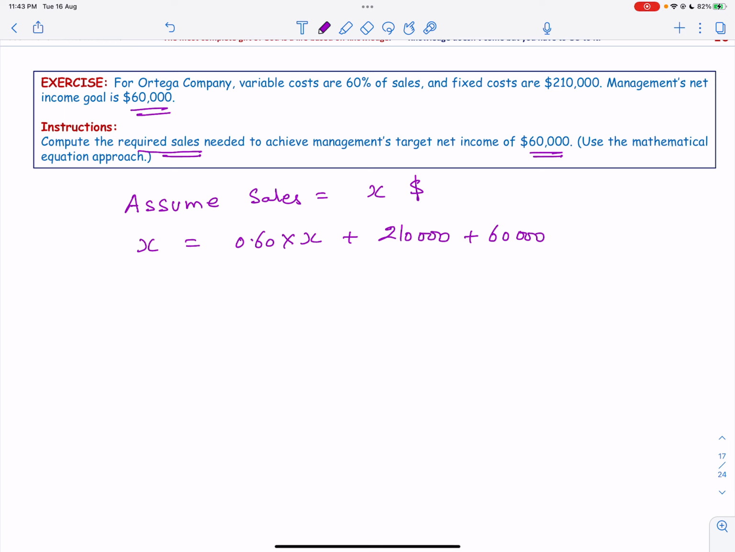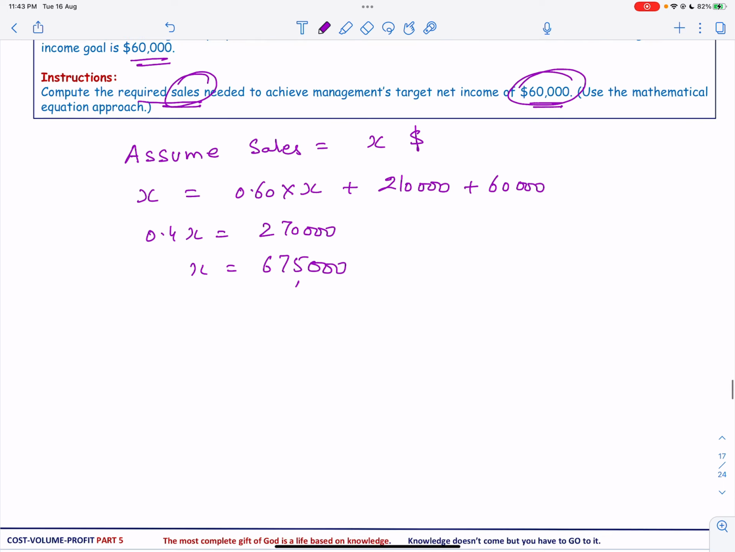So if we solve, this will be 0.4x is equal to 270,000. So x is equal to 675,000. So the company needs to have sales of 675,000 to have a target net income of 60,000.